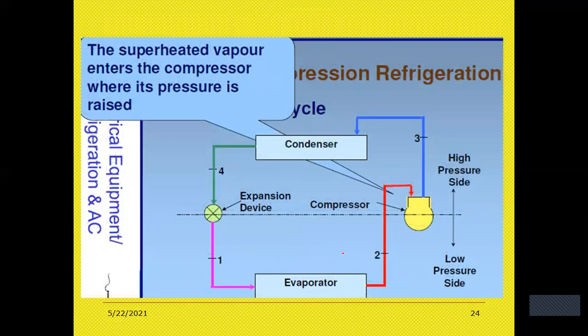Next one is 2 to 3. What happens in this 2 to 3? A superheated vapor. From the evaporator, whenever the gas goes into the compressor, the superheated vapor enters the compressor where the pressure is raised. Here, when the refrigerant is sent from the expansion device into the evaporator, it absorbs heat and converts into the gaseous form.